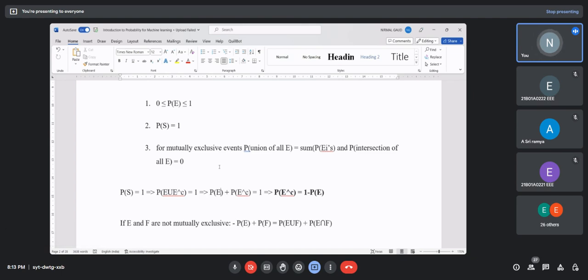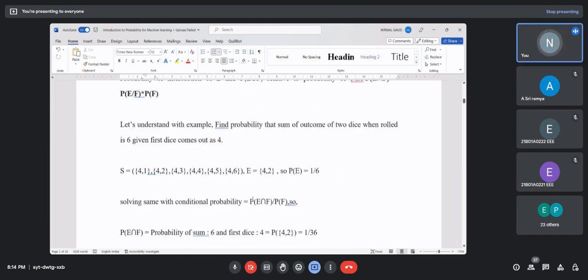So this event is a mutually exclusive event. If A and B are mutually exclusive, then the probability of A or B, A union B, is given by a formula: the sum of P(Ei), and the probability of the intersection of these is equal to zero. So mutually exclusive means we cannot get both results at the same time. If I roll a dice, I'm going to get either 1, 2, 3, 4, 5 or 6, not all of them at the same time. So it's a mutually exclusive event. This is what you need to understand.